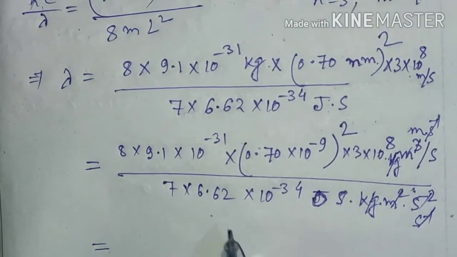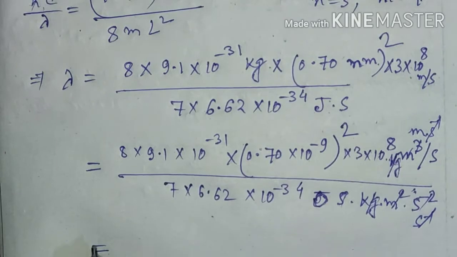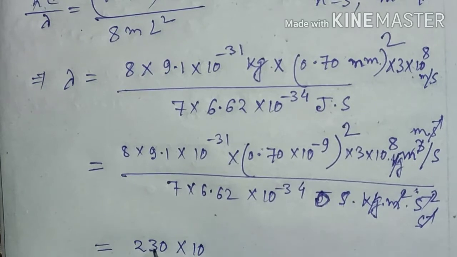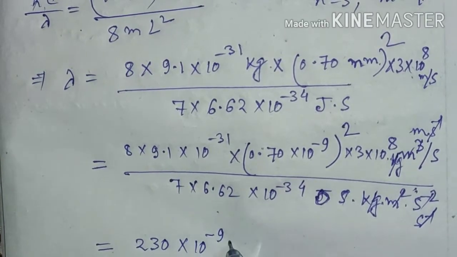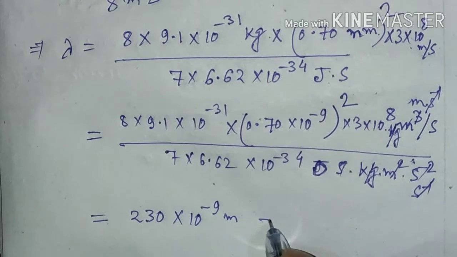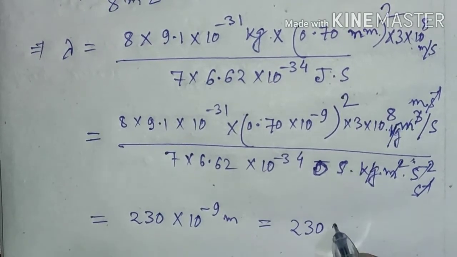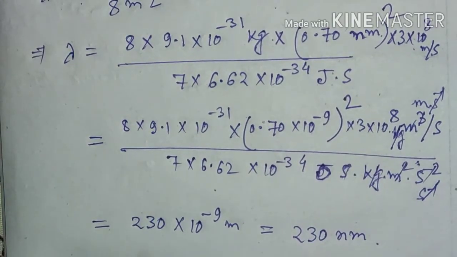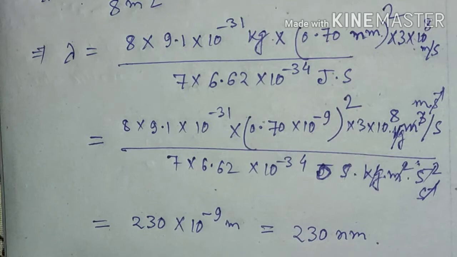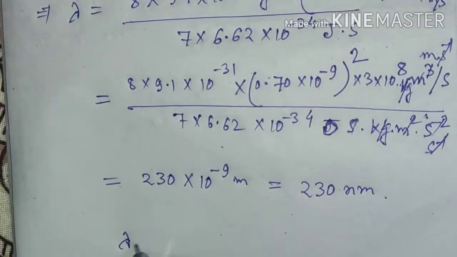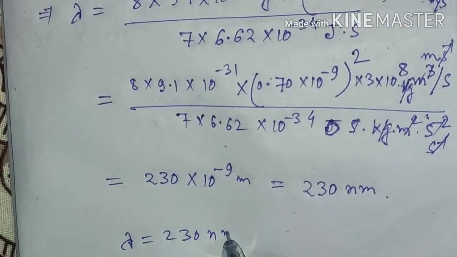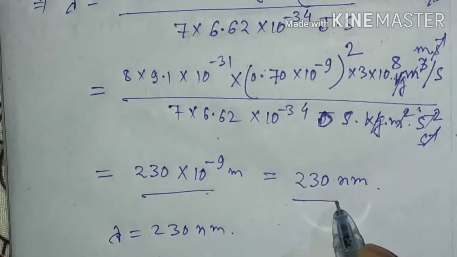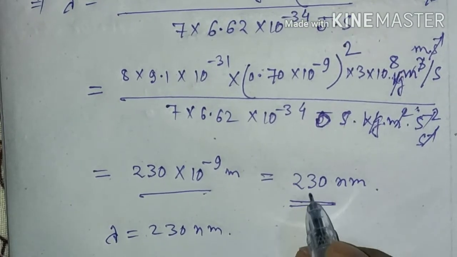Now if we calculate this whole value, the result will be 230 into 10 to the minus 9 meter. That is, we can write it as 230 nanometer. That means the wavelength for the corresponding transition is equal to 230 nanometer. You just check the calculation, whether it is right or wrong. Is this, or something near about this value?